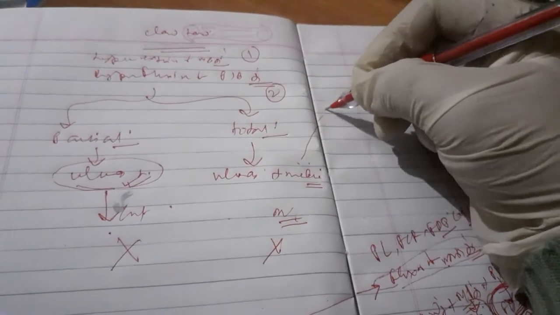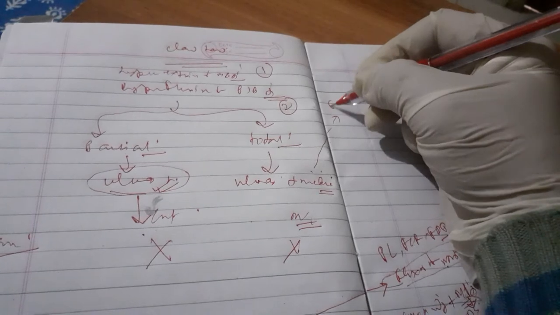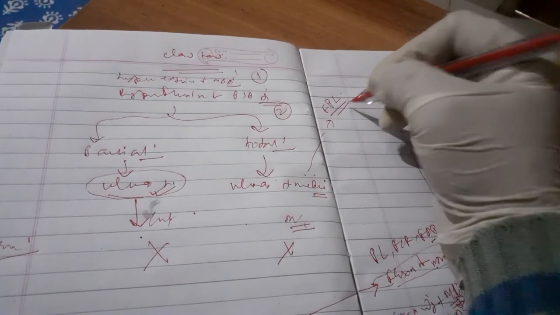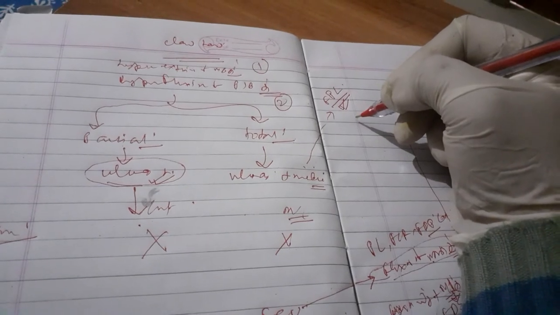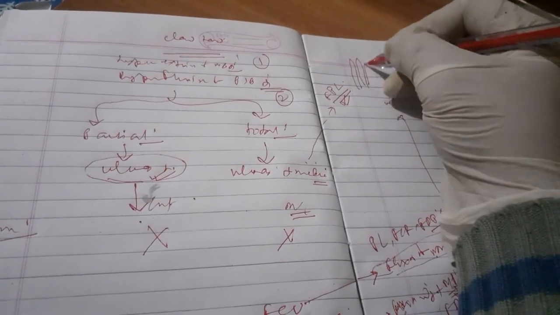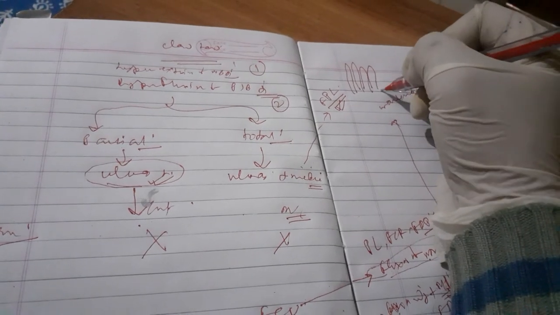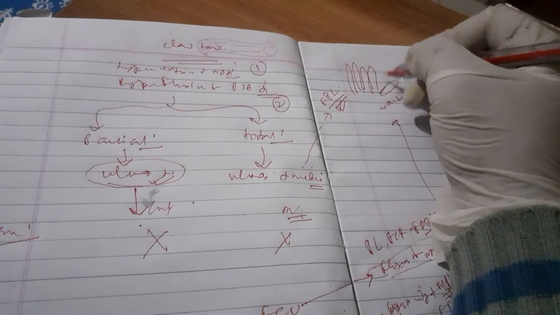And when the median nerve gets involved in total claw hand, the long flexor tendon of the thumb, that is the flexor pollicis longus, will get affected. And the first metacarpal will come in line. Normally, what happens in the normal hand, this is the first metacarpal.